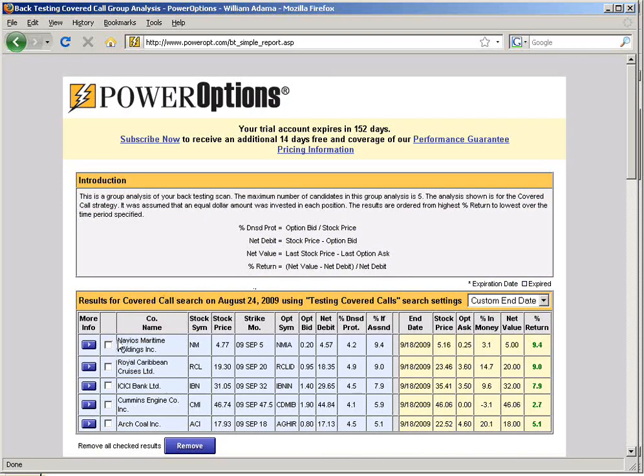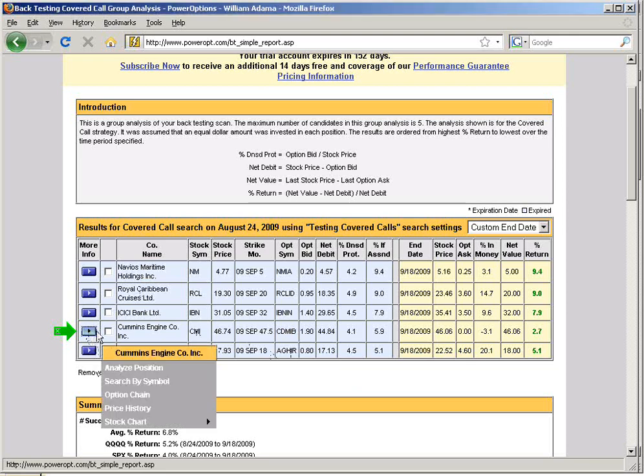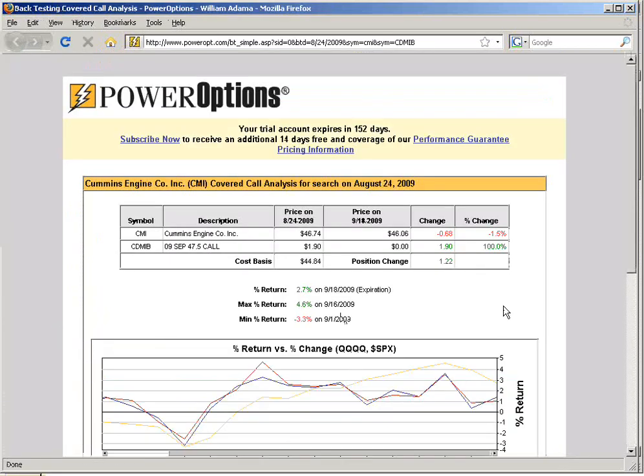Now, from this screen, I wanted to take a look. Let's say we wanted to take a look at that Cummins position here. Remember, our Cummins position didn't hit full fruition. We wanted to see maybe what started to happen in the stock. Was there a deeper decline in the stock over the time period? Maybe it dropped and came back up. So what we'll do now is, using that more information button from this calculate group results, let's go ahead and look at that analyze position field again.